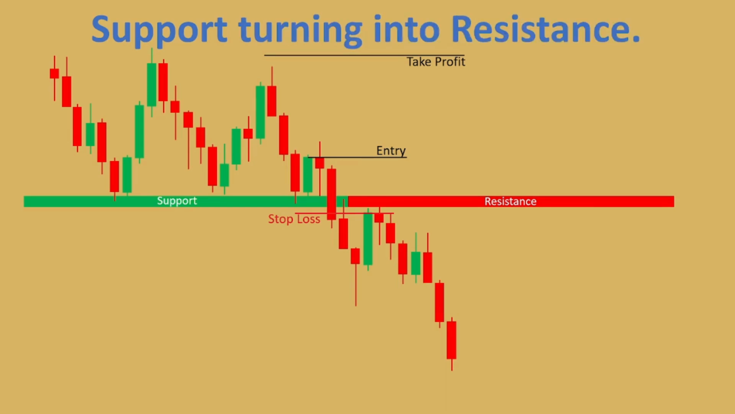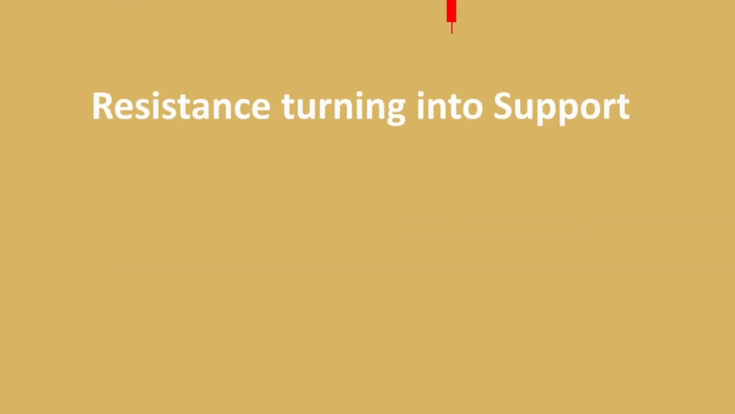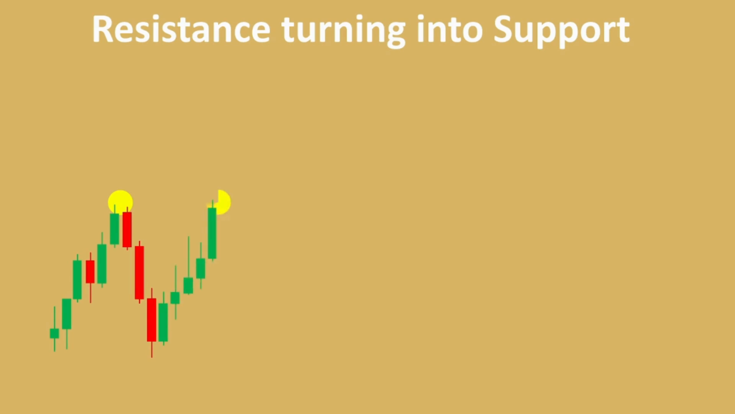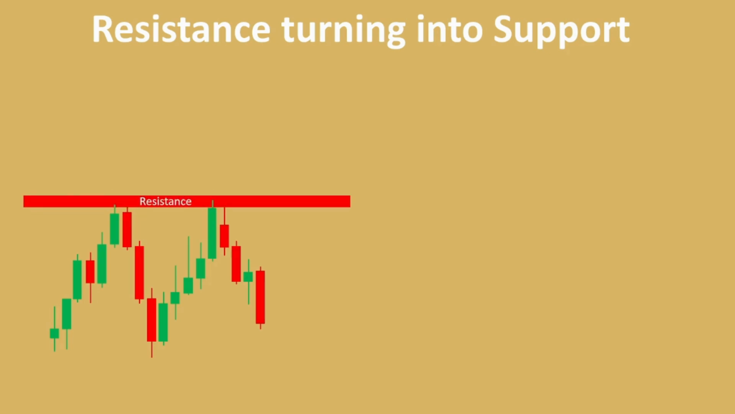Now that we've seen how a support zone can flip into resistance, let's look at the opposite scenario, resistance turning into support. Price initially approached a particular zone and got rejected from it. The next time price returned to the same zone, it faced rejection again. Since both reactions were consistent, we marked this area as a valid resistance zone. When price approached this resistance zone for the 3rd time, we watched closely for a strong candlestick signal.